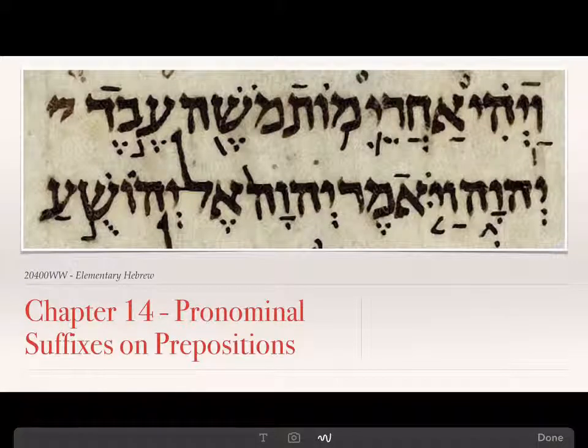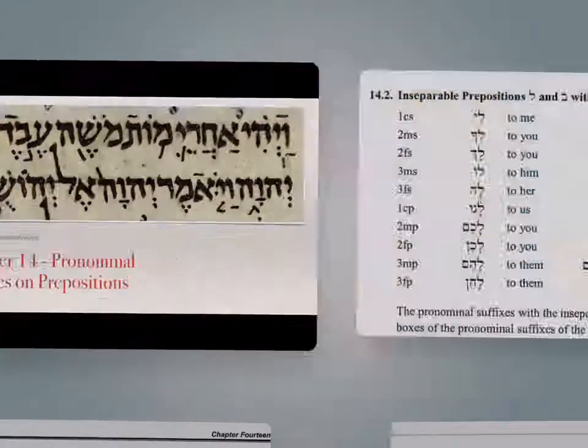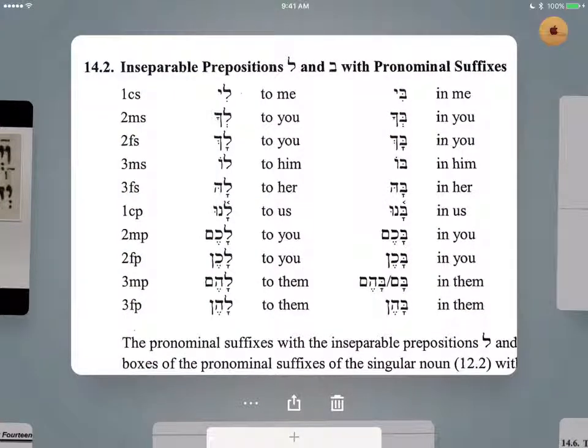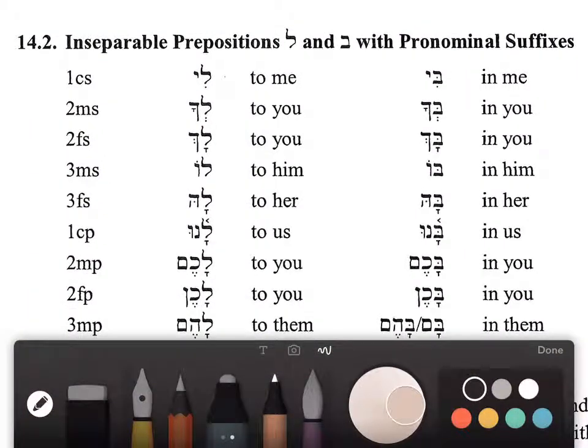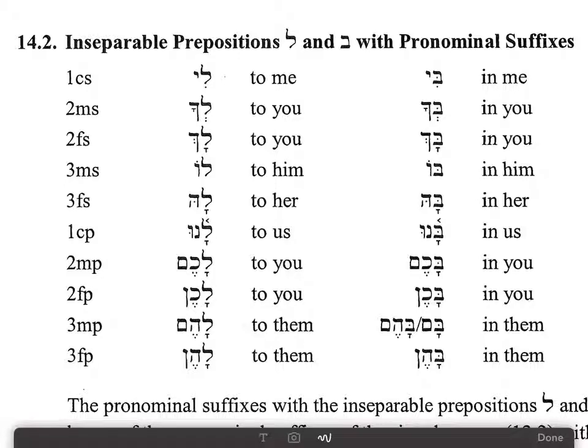Here we are at chapter 14, and this time we're going to be putting pronominal suffixes onto prepositions. So these are the inseparable prepositions that we looked at earlier, probably chapters 8 and 9, through that section. This time we're going to be adding suffixes to these. What I've done here is basically just taken screenshots of the book to show you some of these elements. This is really going to take a lot of just recognition and memorization.